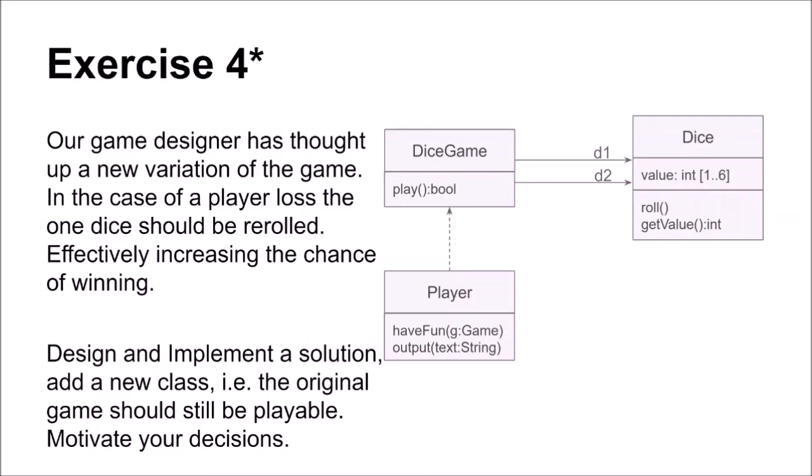You should add a new class. The original game should still be playable, and this new variation should also be an option to have in the implementation, so that we can sell 2 types of dice games constructed basically from the same classes.